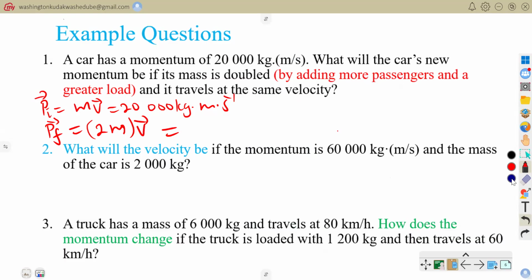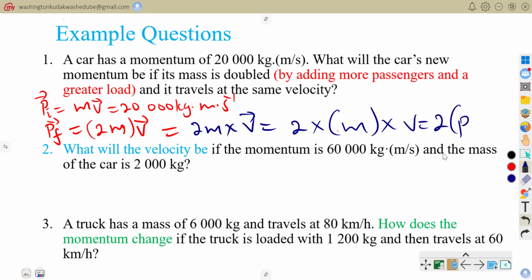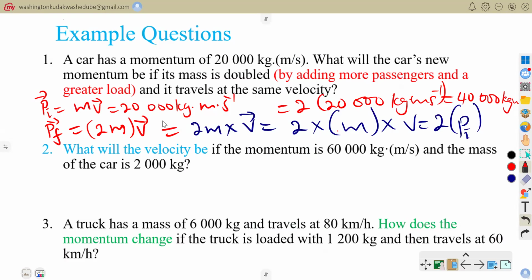Therefore, our final momentum would simply become what? 2m times the initial velocity, which will give you what? 2 times m times v, which is the same as just saying 2 times the initial momentum. So you would simply see that the final momentum would become 2 times 20,000 kg meters per second. And that becomes 40,000 kg meters per second. That was going to be the answer for question number 1.